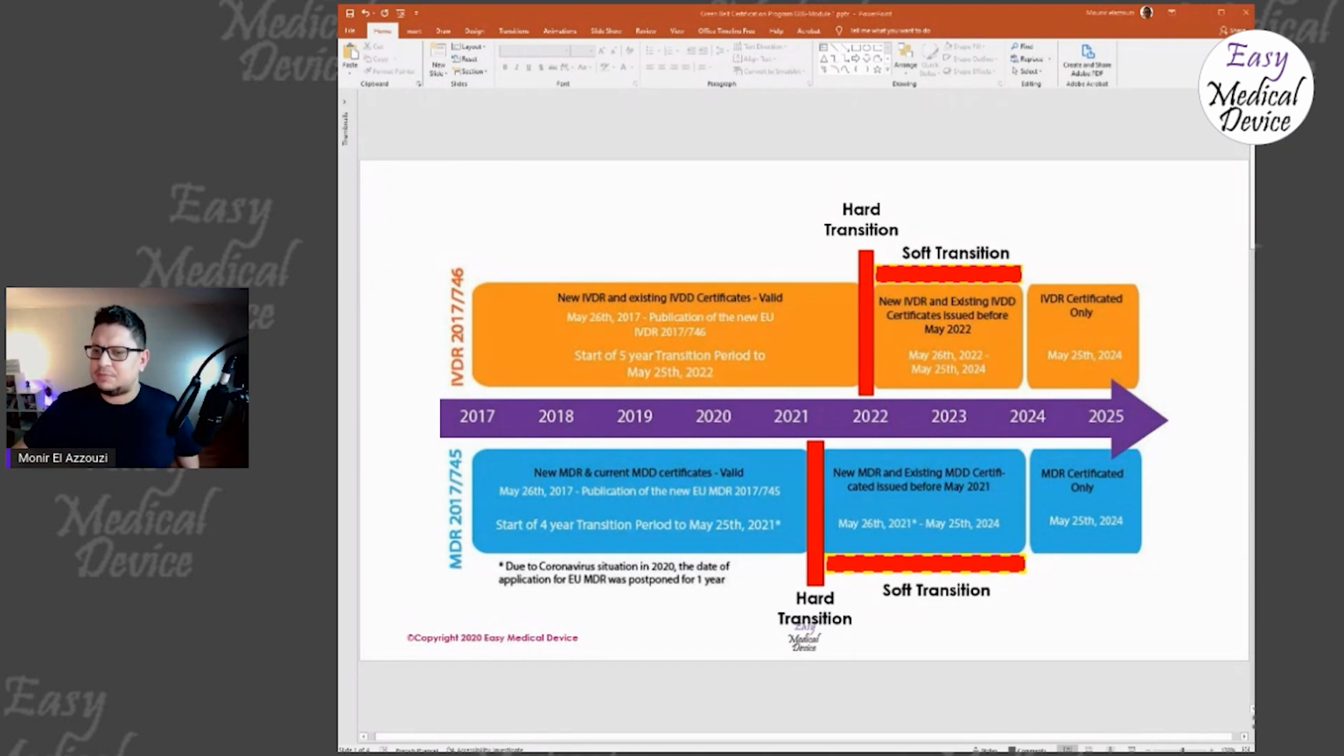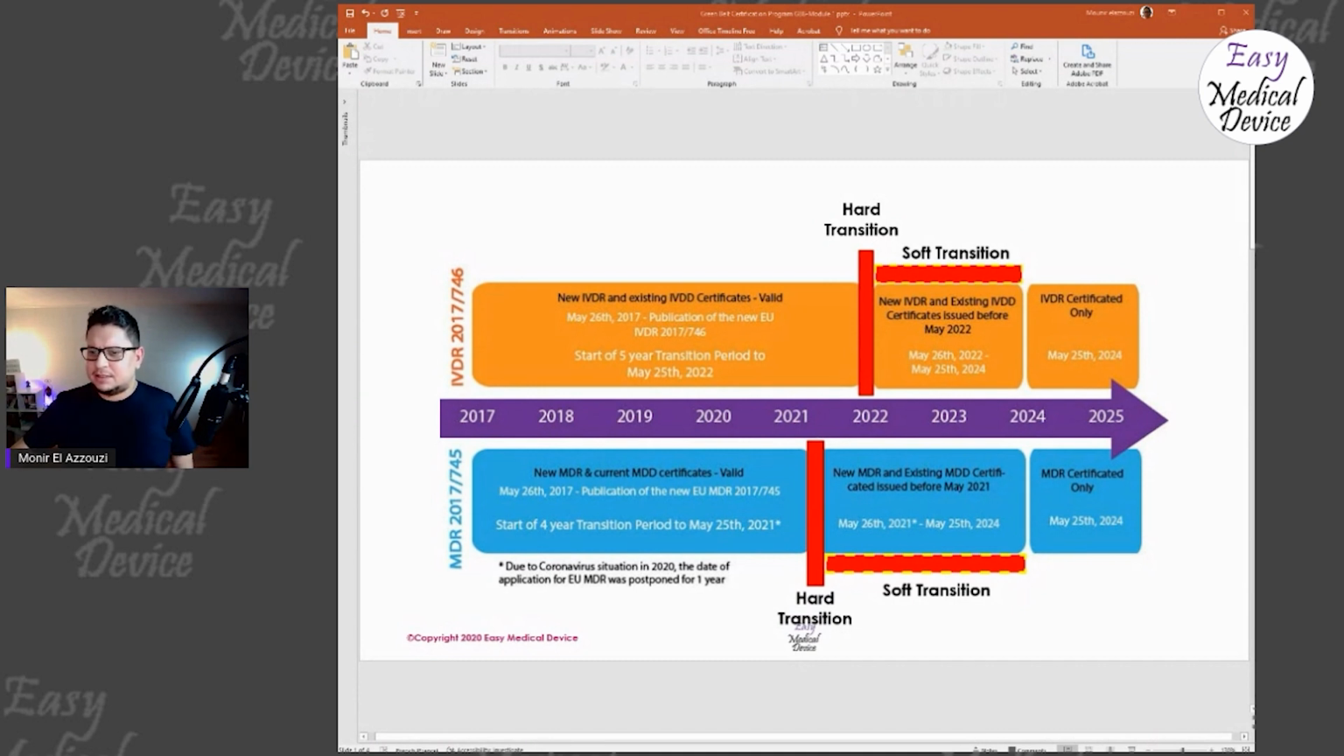The idea of this transition plan is that we are dividing the plan in three. You have the first part, where we are actually. We are maybe at the beginning of 2021, so around here. You see that we are not too far from the red line. From May 2017 until May 26, 2021, we are in a kind of grace period.